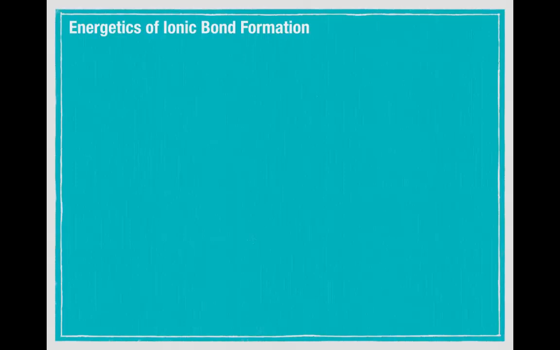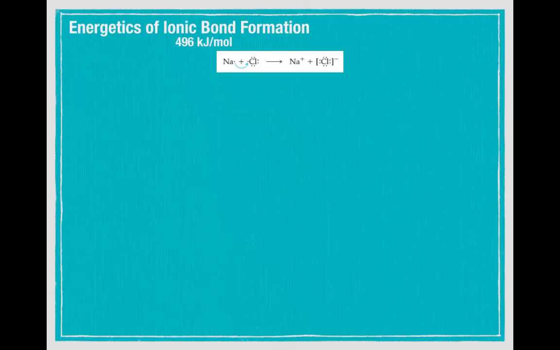I'm now going to talk about the energetics that are involved in the formation of an ionic bond, and this is going to go back to the last video in which we were talking about ionization energy and electron affinity. We're going back to this Lewis structure, which shows the donation of an electron from sodium to chlorine, and the energy that's required to remove that electron from sodium, the ionization energy, is 496 kilojoules per mole.